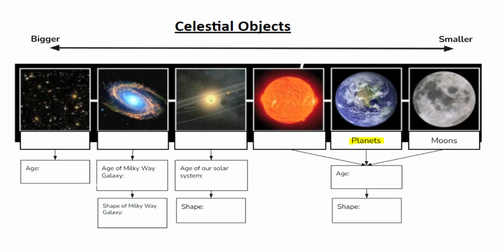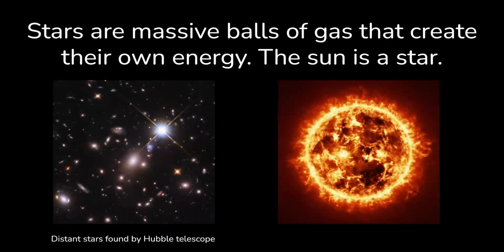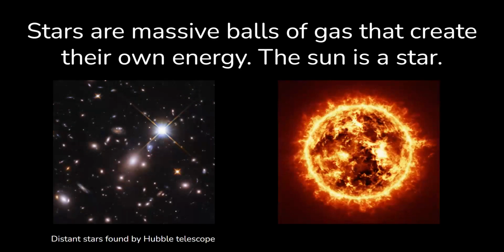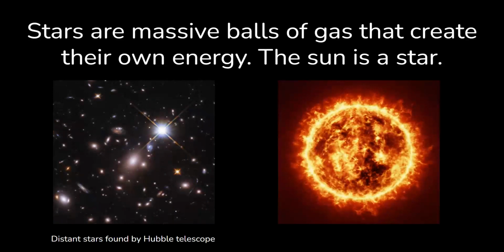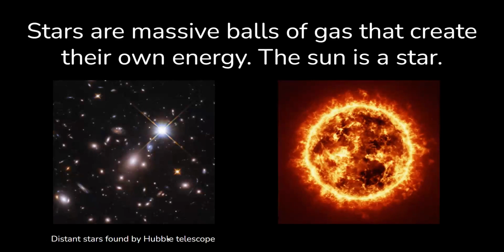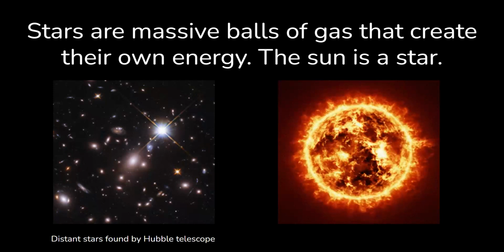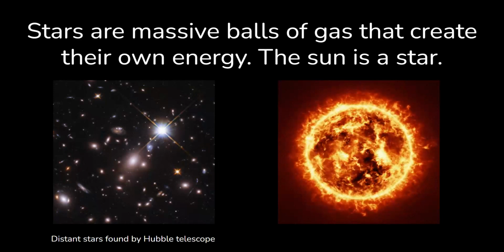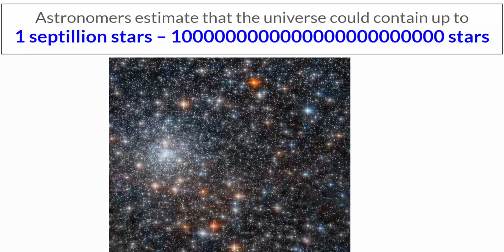Okay. And there are other stars out there in the universe outside the sun, and other planets revolve around those stars as well. So, what are stars? Stars are massive balls of gas that create their own energy. And, like I said before, the sun is a star, and the sun also creates its own energy. And this is a real picture of distant stars that can be viewed from the Hubble telescope. The sun is not the only star, and there are several stars in the universe that have planets revolving around them, although not all stars have planets revolving around them.